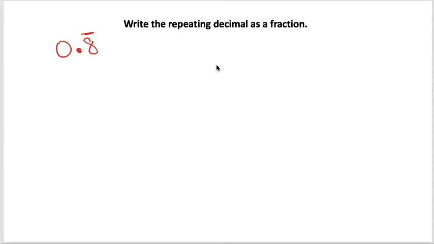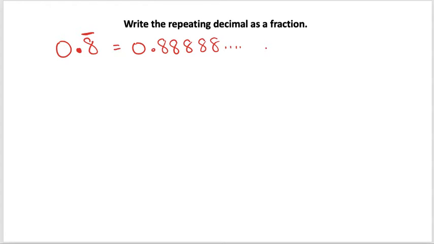Writing repeating decimals as a fraction. So first, a quick reminder on what repeating decimals are. If you see something like 0.8 with the bar over the top of it, that means that is 0.8 repeating, or 0.888888, on and on forever and ever and ever. Well, instead of having to write all of those 8s out, we put the bar over the top to denote that that is a repeating decimal.